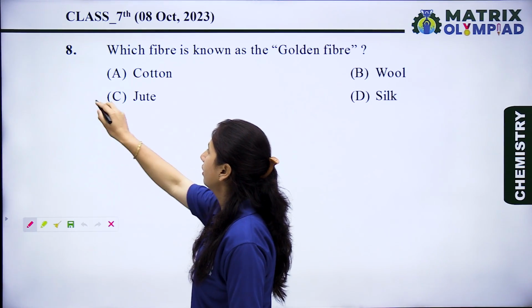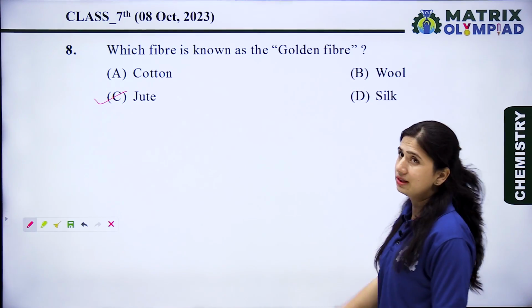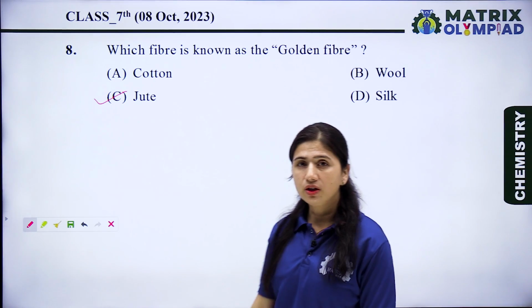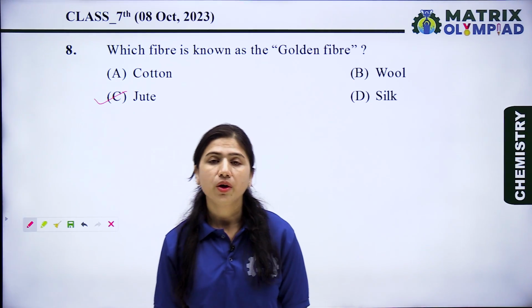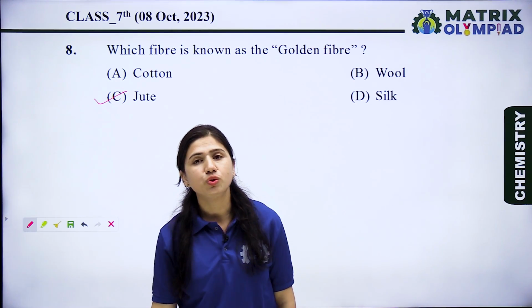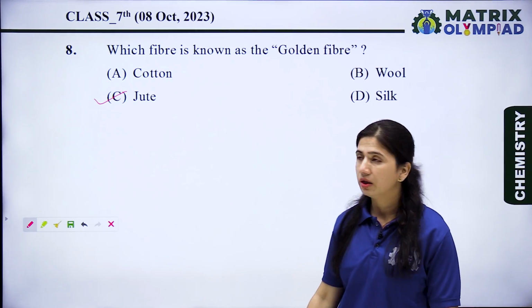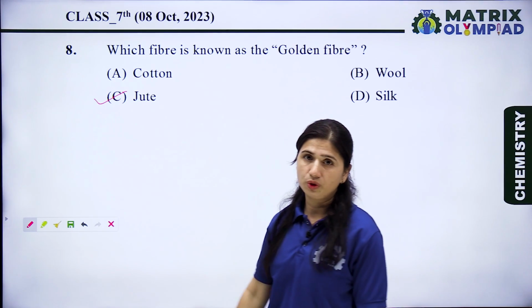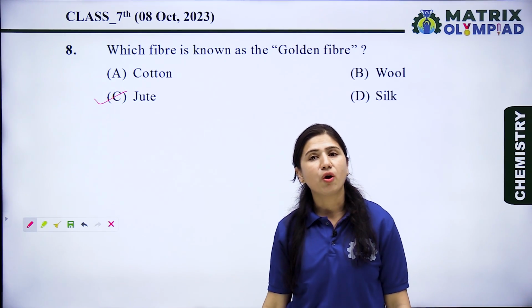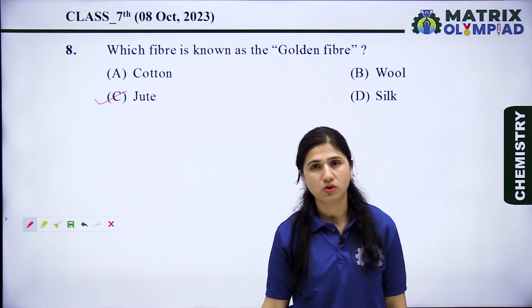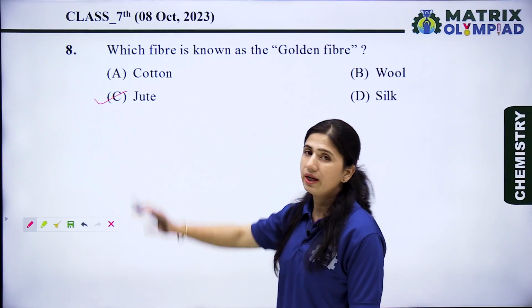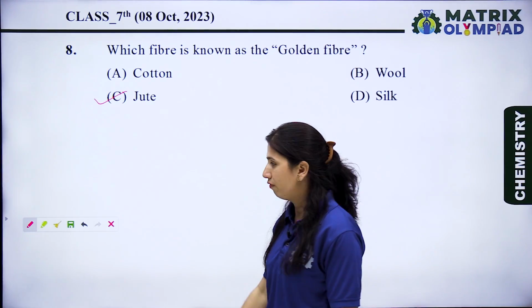Jute is known as the golden fiber. Why is jute known as the golden fiber? Because the color of the jute fiber is yellow, or we can say golden, and it is also profitable for economic purposes. So jute is known as the golden fiber.